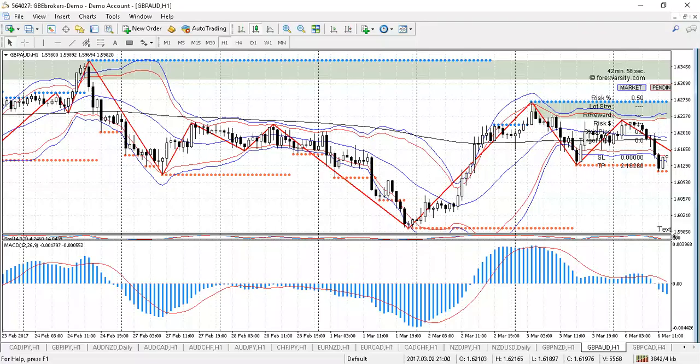Hi guys, Chris here. I just want to do a very quick tutorial on the MACD indicator, which you can see at the bottom of my screen here.